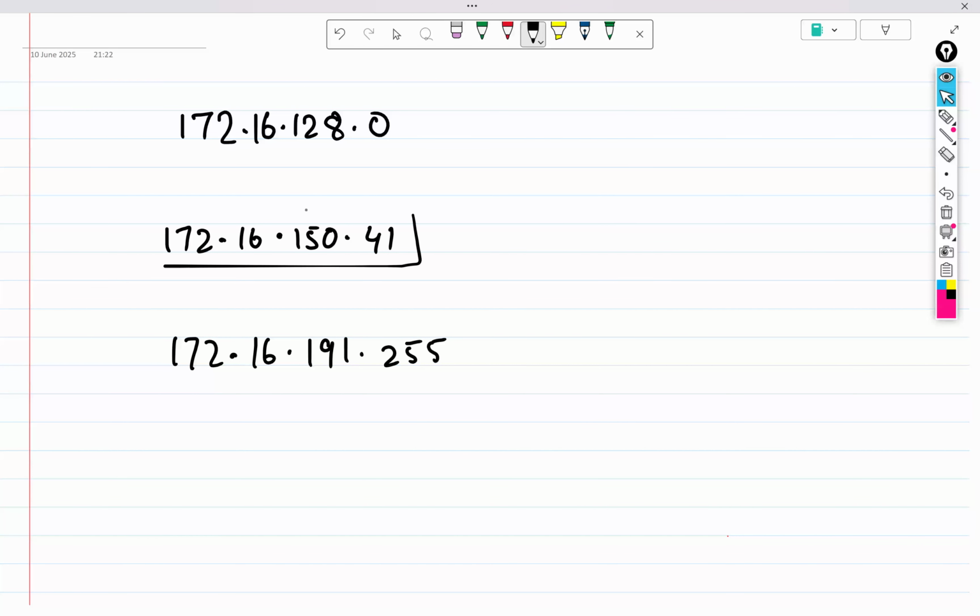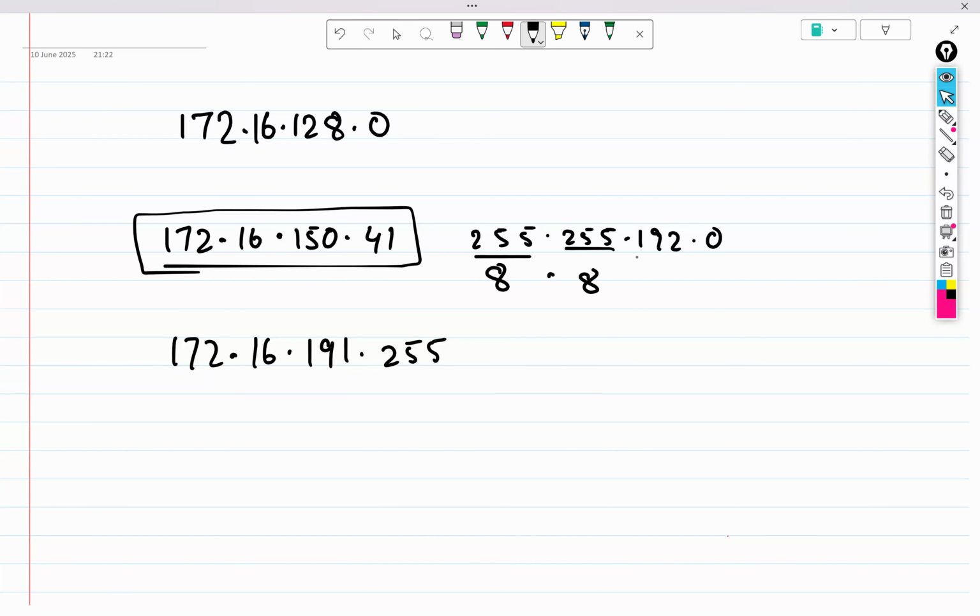So for this IP address with the subnet mask of 255.255.192.0, in yesterday's session we tried to find out the prefix. Prefix is the total number of ones. So here you have 8 ones, here also you have 8 ones, and here you have 2 ones, right? So 8 plus 8 is 16, plus 2 is 18. So you can write this also as /18.